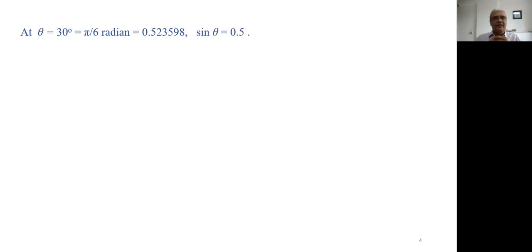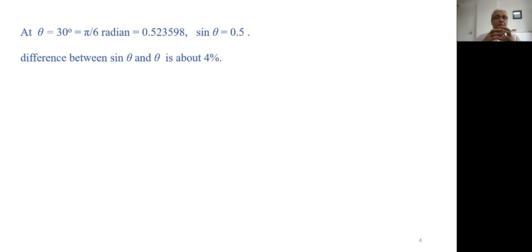Now let's say we calculated sine theta for angles up to 30 degrees. So if you take 30 degree, which is pi by 6 radians, the theta value is 0.523598 and sine theta is 0.5. What is the difference between them? The difference between sine theta and theta is about 4%. Theta is a little more than 4%, 4.6, 4.7% higher than sine theta.